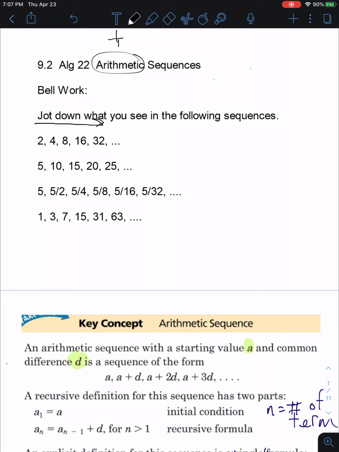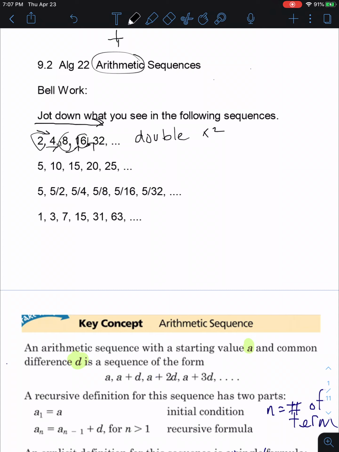Okay, so take a look at these first couple of problem sets. So 2 goes to 4, goes to 8, goes to 16, goes to 32. What do you see there? Okay, they're all even numbers. They're all multiples of 2, yes, and they all double. In other words, multiply this one by 2 and you get 4. Multiply this one by 2, you get 8. Multiply this one by 2, you get 16. Multiply 16 by 2 and you get 32. So they all double, or times 2.